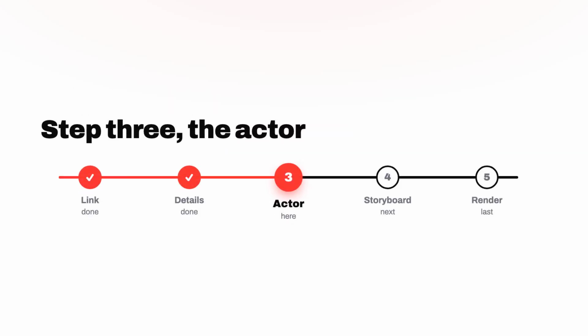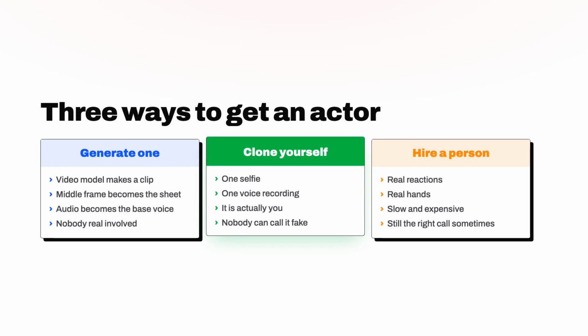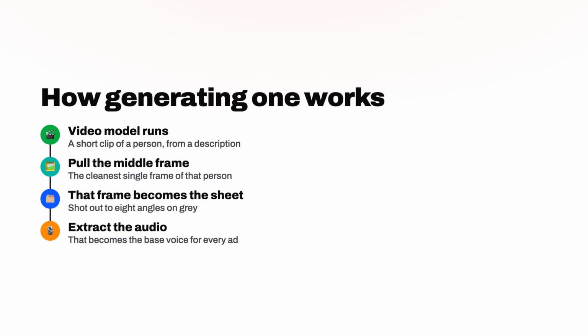Step 3. The actor. And there's more than one way in here depending on what the ad has to do. Generate one, clone yourself, or hire a person. All 3 are valid, and I use all 3 depending on what the ad is trying to do. Generating goes like this. A video model makes a clip, you pull the middle frame, that frame becomes the contact sheet, and the audio off it becomes the base voice.